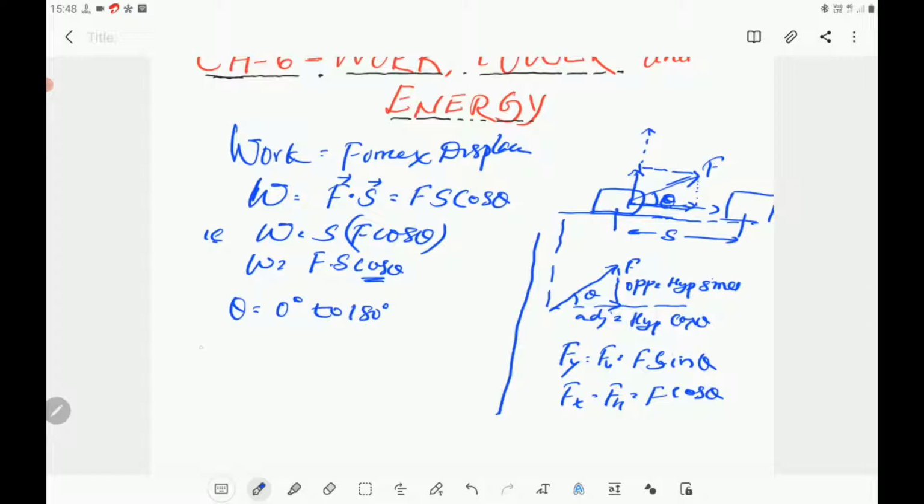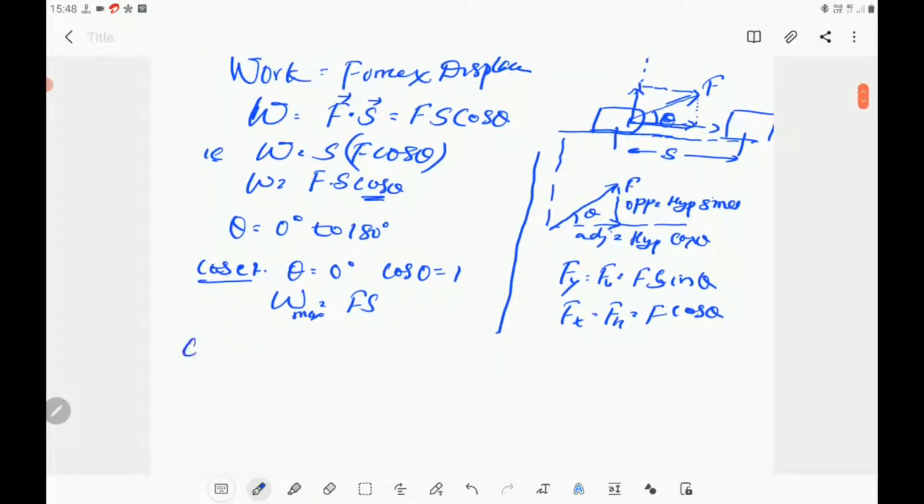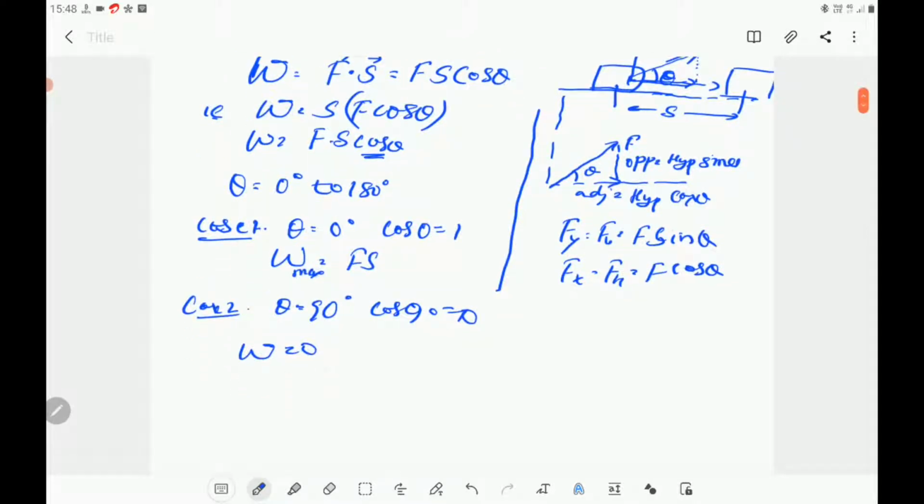So I can come up with some special cases. Case 1: if theta is 0 degree, cos 0 is 1, so the work done is maximum. In this case, the maximum work is force times displacement. And in case 2, if theta is 90 degree, meaning force and displacement are perpendicular to each other, the work is equal to 0, because cos 90 is 0.